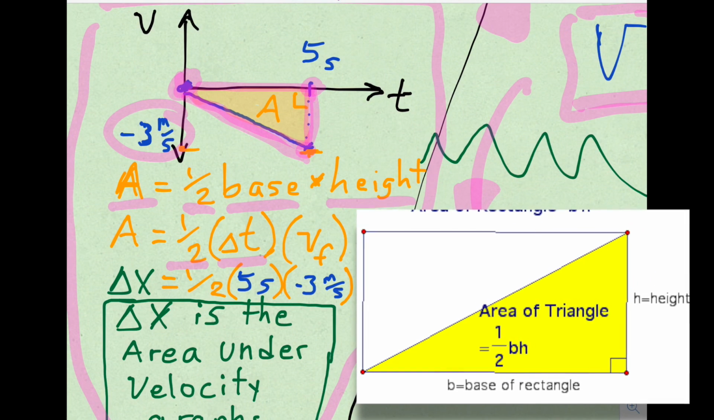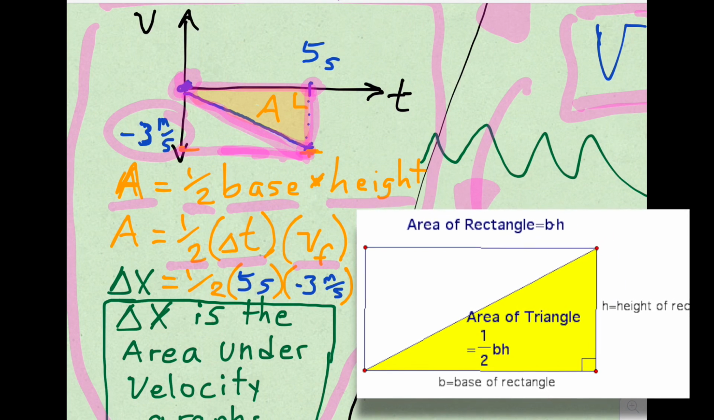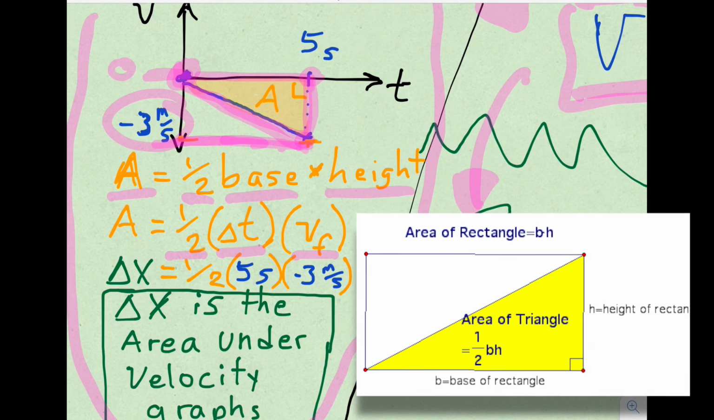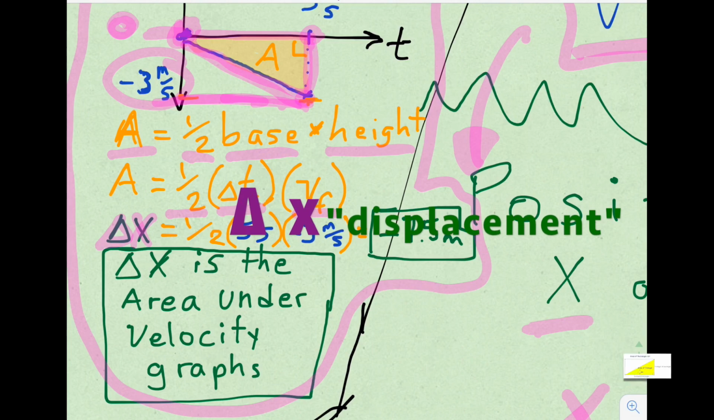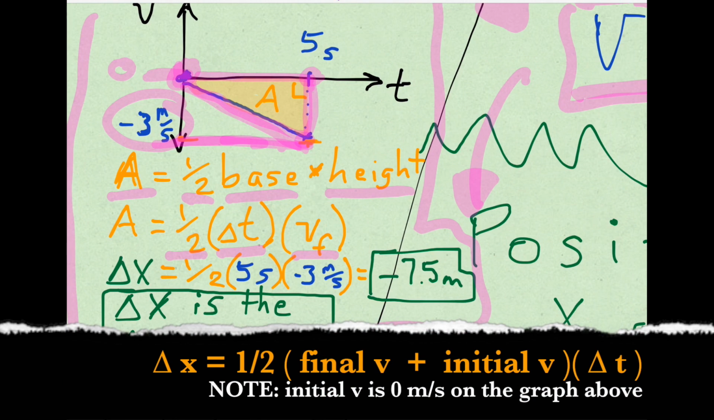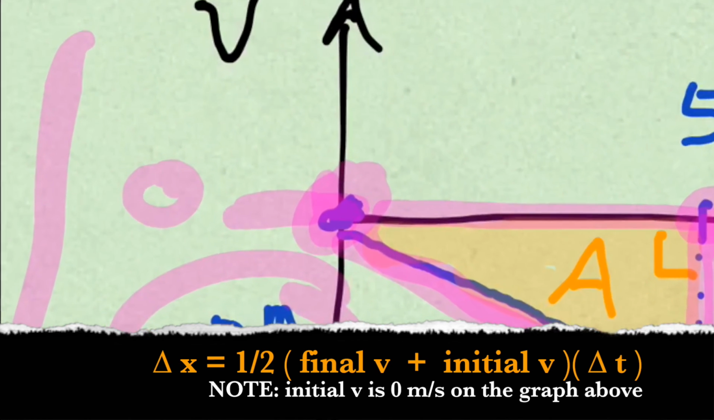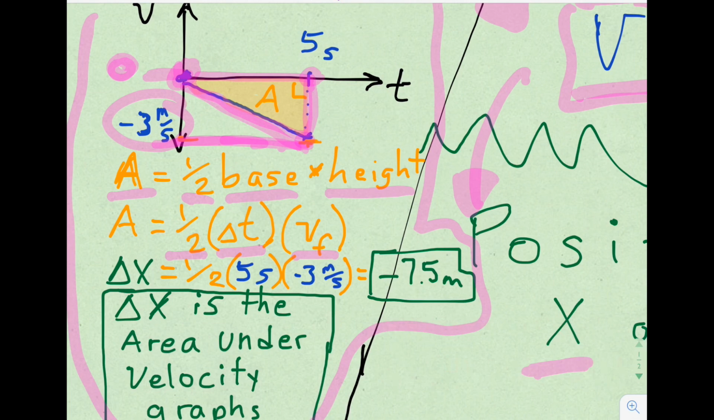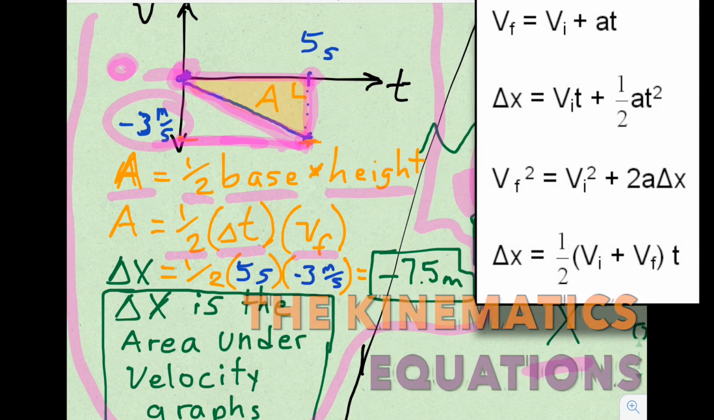The base is our change in time. The height is your final velocity value here. So 1/2 times the change in time times final velocity will actually give you a displacement. For this case, it would be negative 7.5 meters, and that's a nice little equation that we have in physics. As long as your initial velocity is 0, and your initial velocity was 0, whoop. If your initial velocity is not 0, you have to factor that in, and we have to learn about the kinematics equations to discuss that.